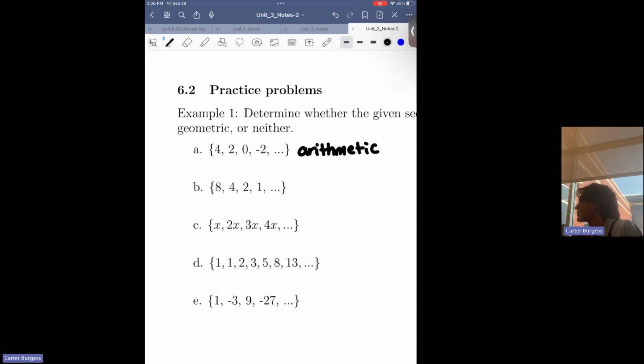Likewise for B, if we just focus on those first two terms, 8 and 4, there are tons of different ways that we could go from 8 to 4. But what do we actually see here as our overall pattern? We are geometric because what are we multiplying by? 1 over 2, or dividing by 2. Either way, either multiplying by 1/2 or dividing by 2. And that tells us that this is geometric.